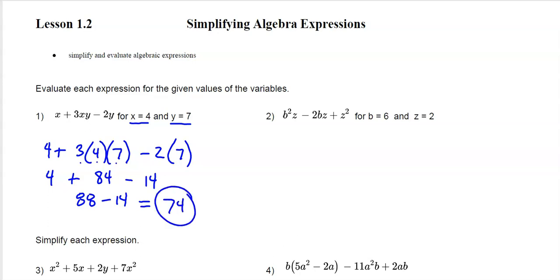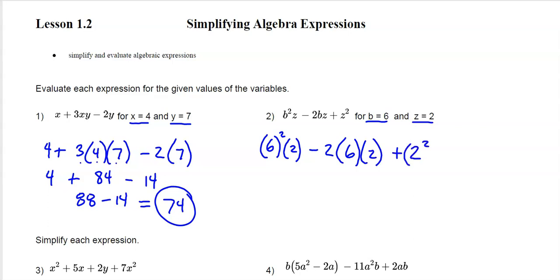All right, next one, we got some powers in here, some squares. So b equals 6, z equals 2. So I have 6 squared times 2, subtract 2 times 6 times 2, plus 2 squared. No big deal here. 6 squared is 36. 36 times 2 is going to be 72. Then I have some subtraction, but I got a chunk here, so I have to multiply all this together. 12 times 2, that'd be 24. And then I have addition, and then I have to do this power. 2 squared is 4.